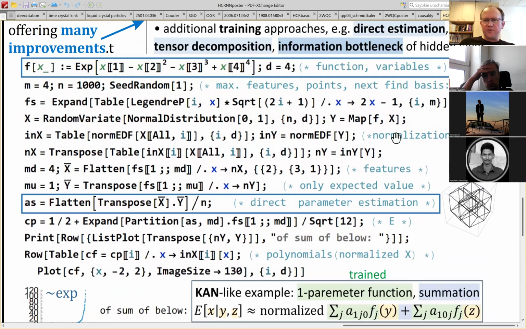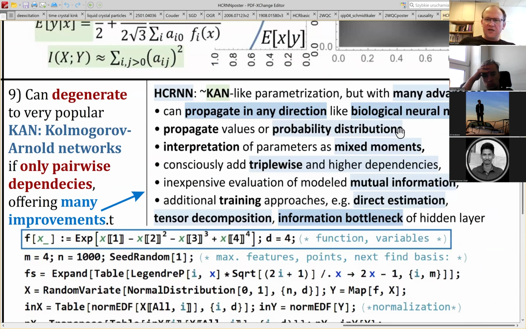However, it brings many new possibilities. Having such a trained KAN-like network, we can change the propagation direction. We have one network, but you can put the input as the original output and still propagate through the network. Or we can propagate not only values but also probability distributions. We can work with any network on probability distributions and still propagate them. Then we have interpretation: the parameters are mixed moments. Then it degenerates to KAN if you have only pairwise dependencies.